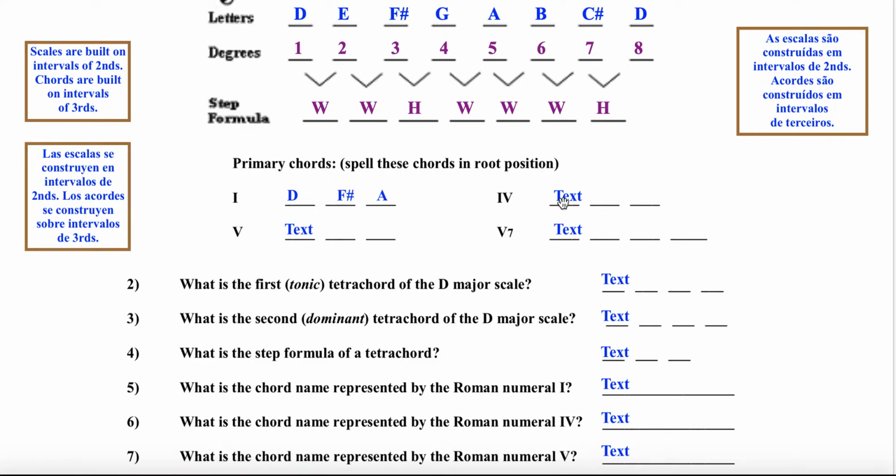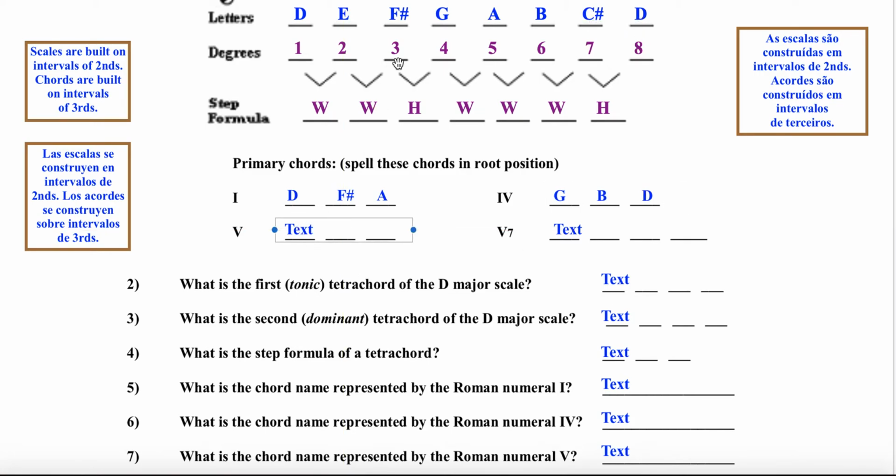Okay. The subdominant chord, we go to the fourth scale degree, which is G in the key of D major, and every other note will be G, B, and D. G, you're skipping the A, B, skip the C sharp, and D.